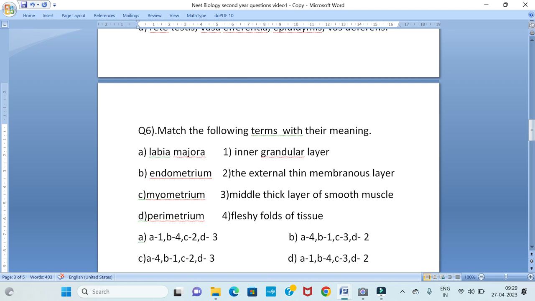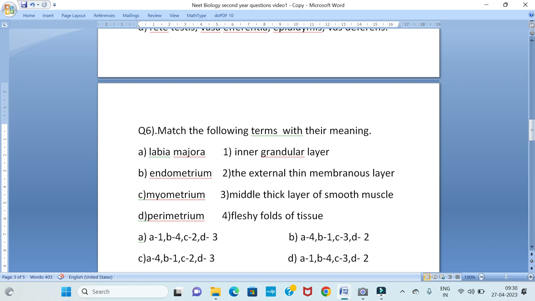Next, endometrium. B1, inner glandular layer. Endometrium is the inner glandular layer. End means inner. So outer, middle, inner. So endometrium: end means inner. Like that, inner glandular layer.